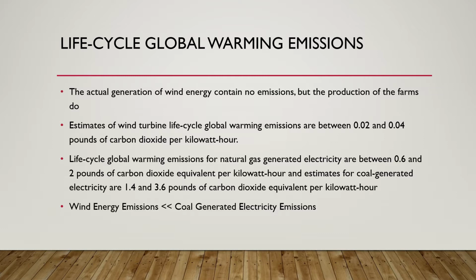The estimated wind turbine life cycle global warming emissions are between 0.02 and 0.04 pounds of estimated carbon dioxide per kilowatt hour, versus coal-generated electricity, which has 1.4 to 3.6 pounds of carbon dioxide equivalent per kilowatt hour.